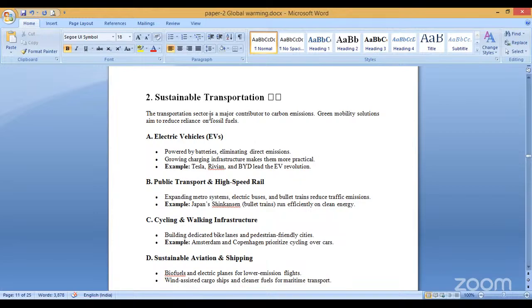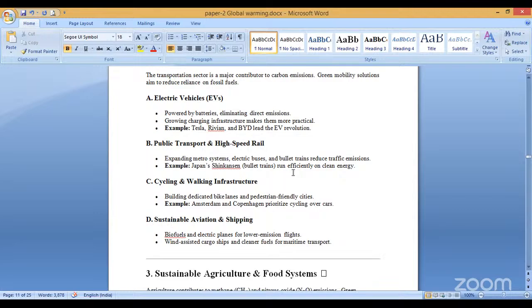Then coming to the next one, public transport and high-speed rails, which are available in Japan. Bullet trains and Vande Bharat are among the fastest trains. Expanding metro systems, electric buses, and bullet trains reduce traffic emissions. That is a good one. In Japan and England, bullet trains run efficiently on clean energy.